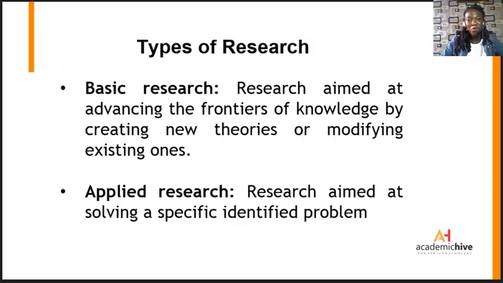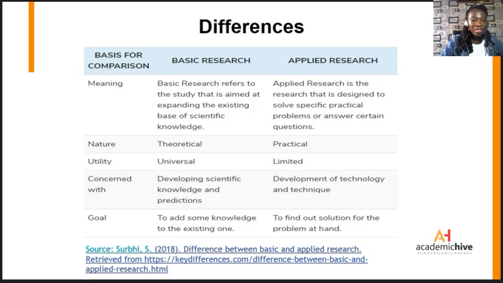It will be helpful for us to see the difference between basic research and applied research so that we can really appreciate the types of research. This figure or this table should help us to do so. First, let's look at the meaning. Basic research refers to study that is aimed at expanding existing base of scientific knowledge. That is, you want to add to existing discussion.